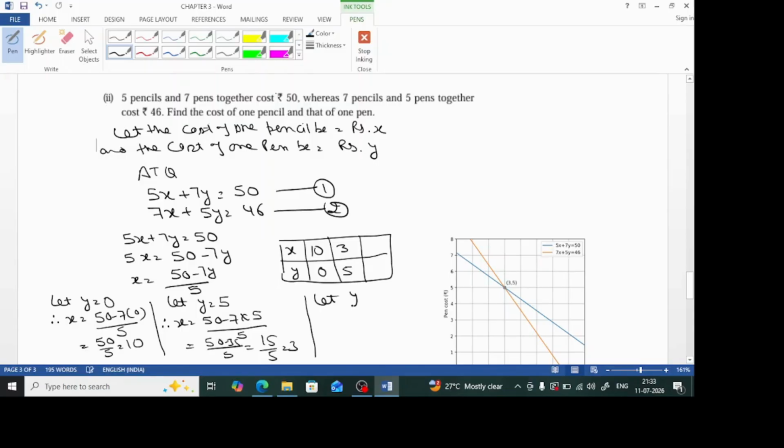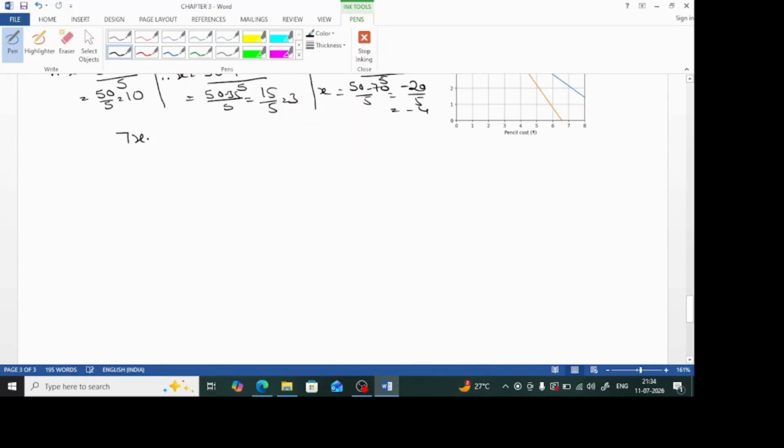Let y is equal to 10, therefore x is equal to 50 minus 7 into 10 by 5. x will become 50 minus 70 by 5. 50 minus 70 is minus 20 by 5. It will become minus 4. Now the second equation, 7x plus 5y is equal to 46. Now we will solve this equation.